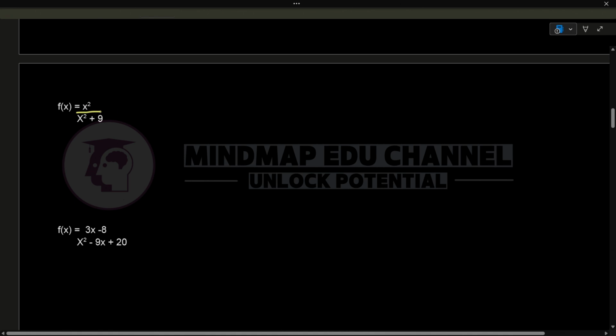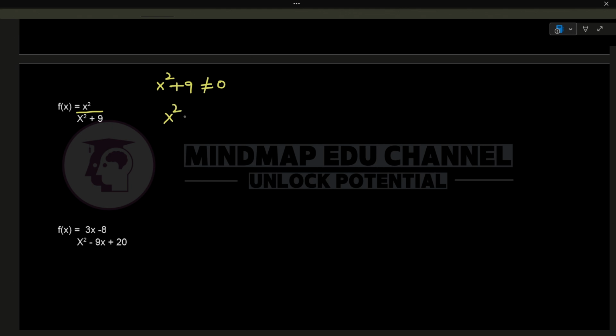Now, the next function given is x square over x square plus 9. Now, this is something different. So, pay attention here. Set the denominator x square plus 9 not equal to 0. Now, you see here x square is not equal to minus 9. What does that mean? x cannot take the value of plus or minus 3. Clear?